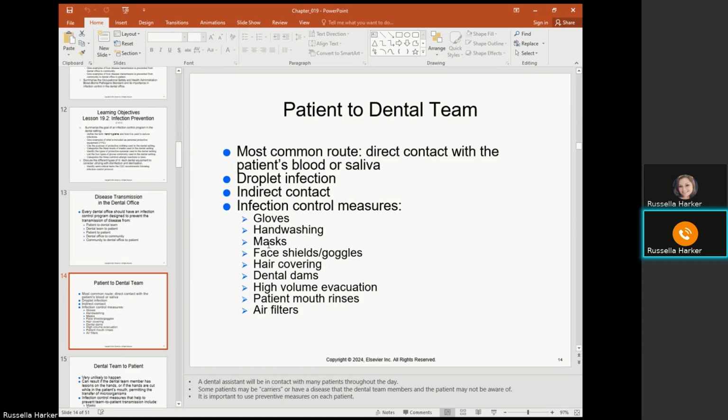Your masks, you're going to wear different level masks. You may wear a level 1 mask when you're seeing patients, taking x-rays, but when you're doing something that has a lot of spray and spatter, you may wear a higher level mask, like a level 3 mask for protection.